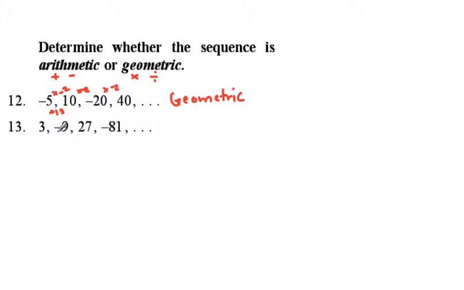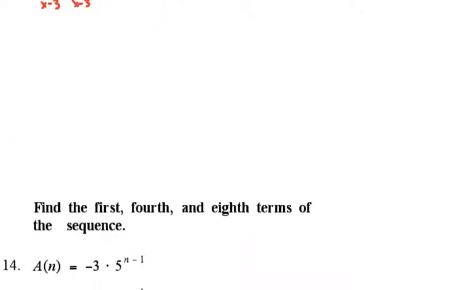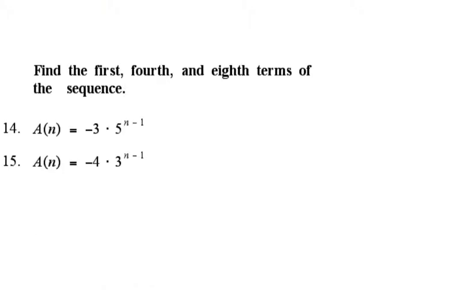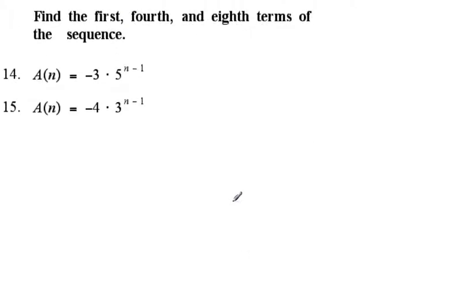All right, 3 to negative 9, we're multiplying by negative 3. Negative 9 to 27, multiplying by negative 3. So this one is also geometric. Just coincidental that they were both that way. This one, I think you guys did much better than I had hoped with. Now, it tells us to find the first, the fourth, and the eighth terms. So that means n is 1, 4, and 8 for both of these.